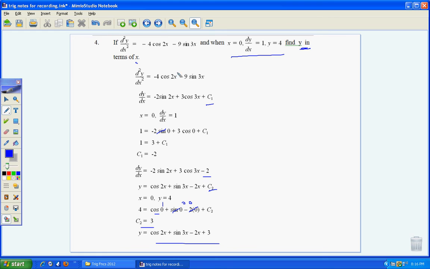So again, integrate it properly, be careful of the signs, be careful of making sure you get those divisions happening, and use our values wisely. Don't forget your constants.